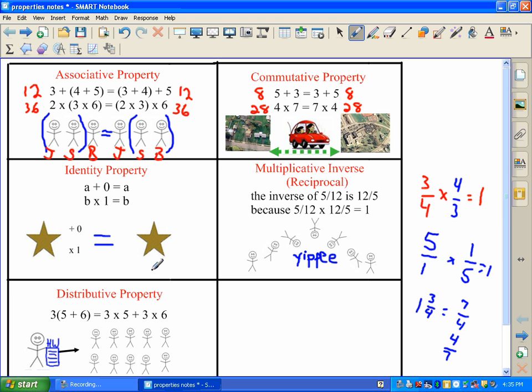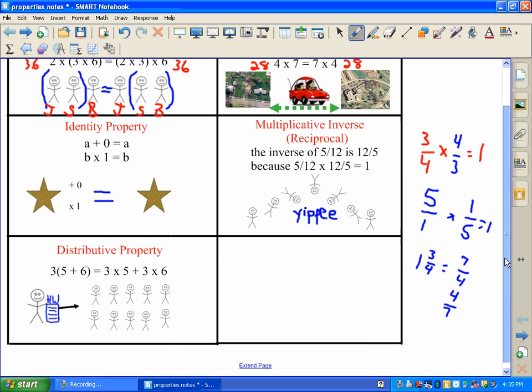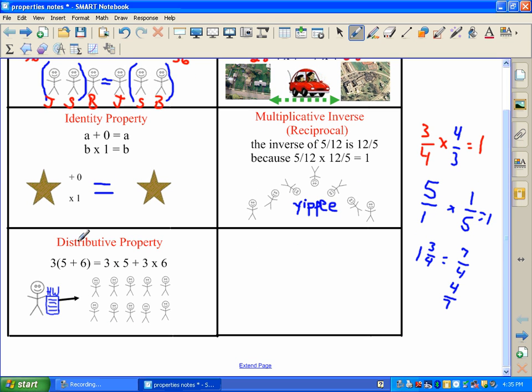And the last property we did is the distributive property. We said that the word distribute means to give out evenly. What the distributive property says is, if I have an addition inside of grouping symbols, and I'm multiplying that by a number, I could get the same answer by this 3 giving out its multiplication to each of these. In other words, do 3 times 5 and 3 times 6 and then add those together.